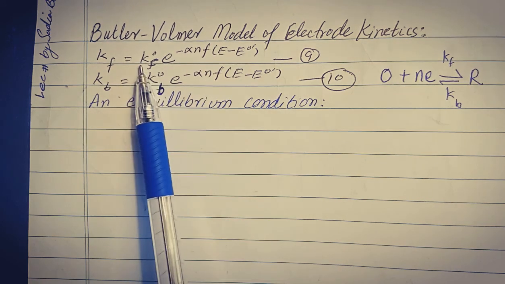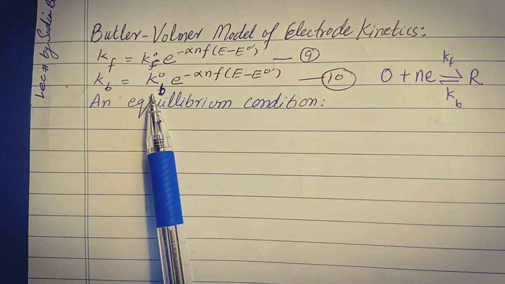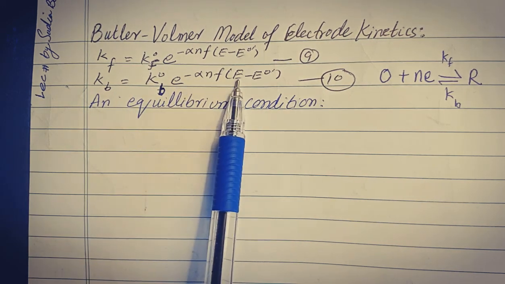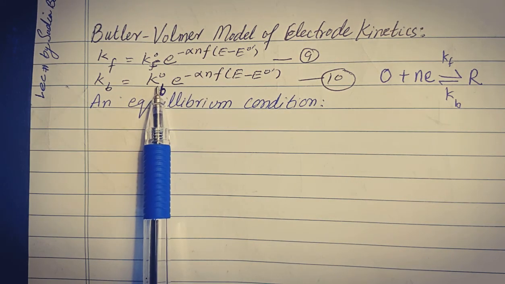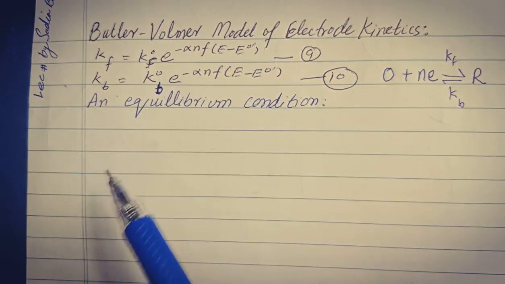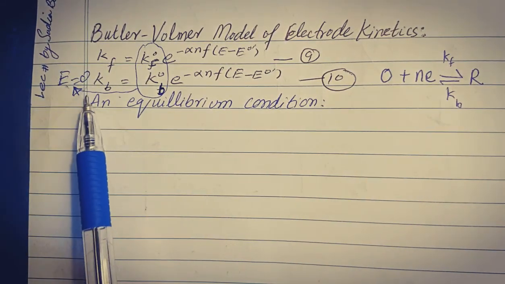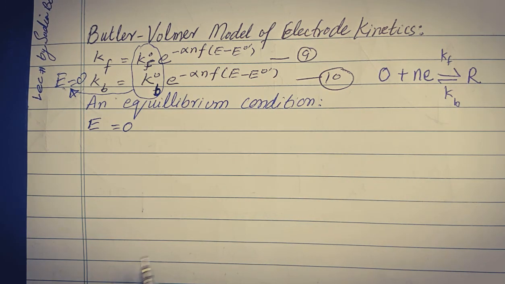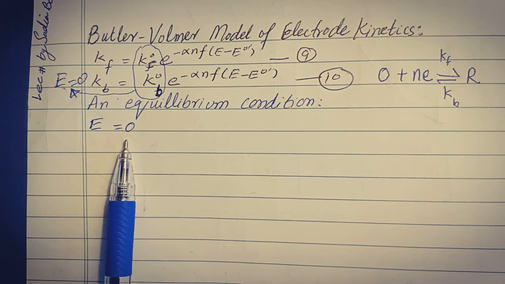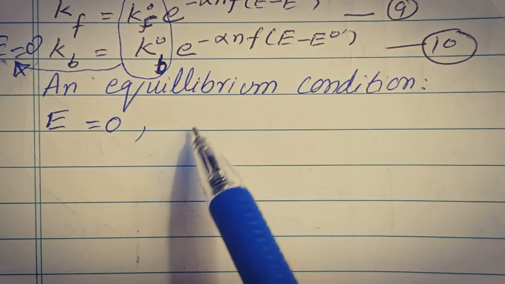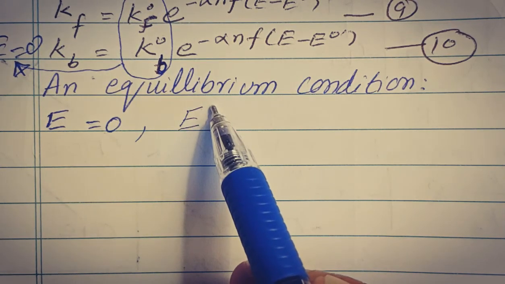So here this Kf naught and Kb naught are also constants which are independent of applied potential. It means that these rate constants are for equilibrium, at which the applied potential E is 0. Now again consider an equilibrium condition when the applied potential is 0. It means that the potential of the system is equal to the equilibrium potential.